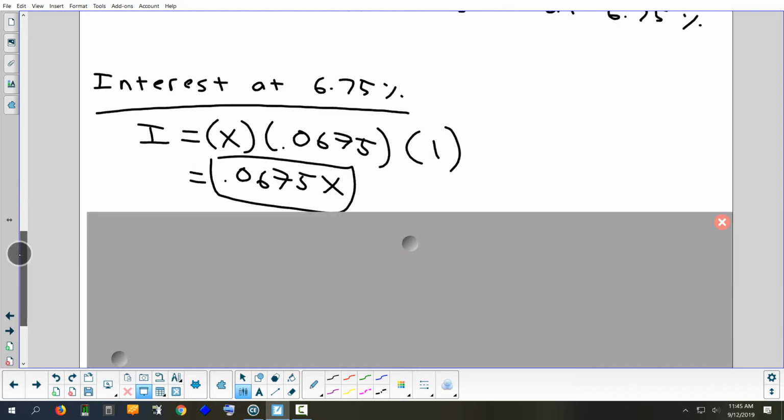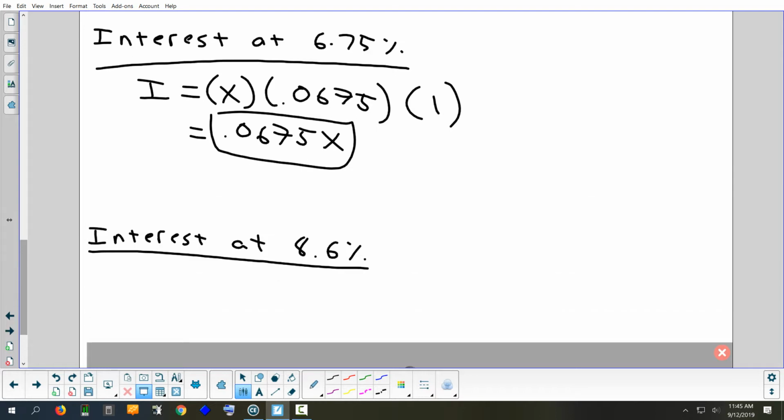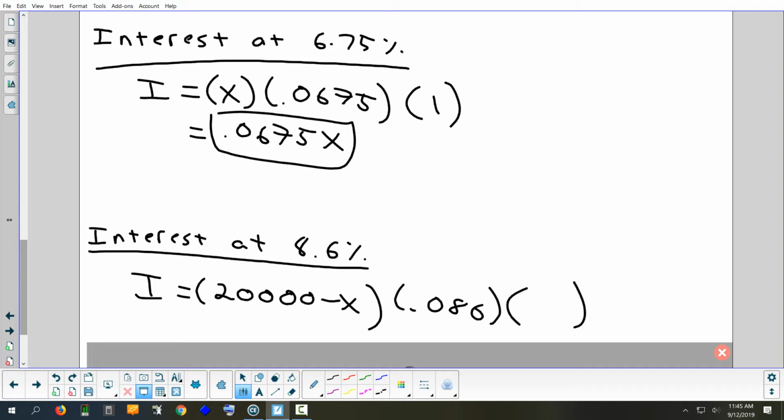Okay. Let's figure out how much interest he would make at 8.6%. How much money does Bill invest at 8.6%? $20,000 minus X, yes. So he's already invested X. That's what he has left. And what's the rate of this investment? 0.086. Yes, 0.086 is fine. And the time again? It's for 1 year.